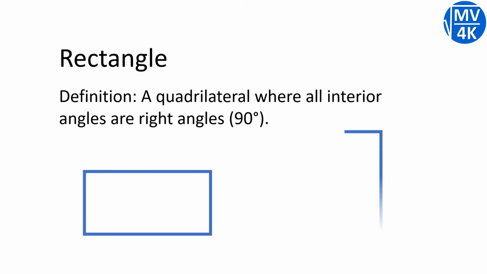The first type of quadrilateral, and probably the most commonly known, is a rectangle. A rectangle is a quadrilateral where all interior angles are right angles, meaning each of the 4 angles of a rectangle measures exactly 90 degrees. We also know that the opposite sides of every rectangle are congruent, which means they are the same measure.